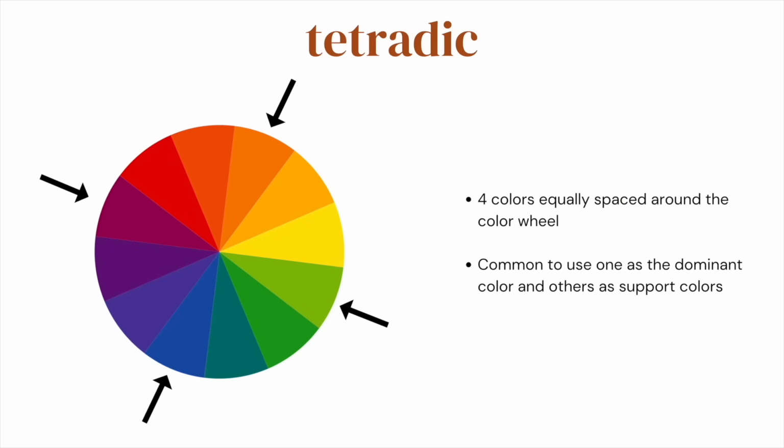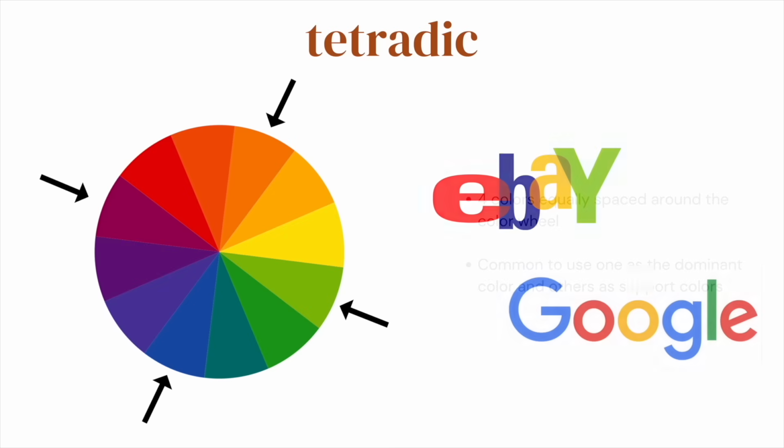And moving on to the next, which is tetradic. These are 4 equally spaced colors around the color wheel. Again, it's common for brands when using 4 different colors like this to choose one as the dominant color and let the others be more accent colors. An example of 2 different brands that use a tetradic color harmony are eBay and Google.